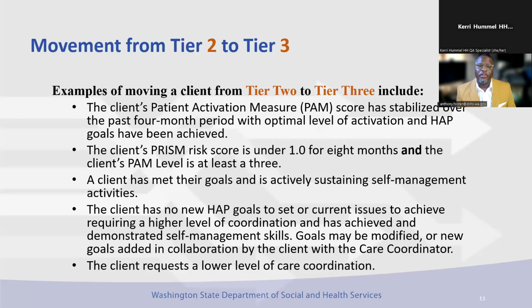A client has met their goals and is actively sustaining self-management activities, and the client has no new HAP goals to set or current issues to achieve requiring a higher level of coordination, and has achieved and demonstrated self-management skills. Goals may be modified or new goals added in collaboration by the client and the care coordinator, or the client can just request a lower level of care coordination. Anthony, we don't need to see each other every month, bro. We can just, if you call me, that's good enough. So again, those types of things. Again, it is client driven, as we all know.